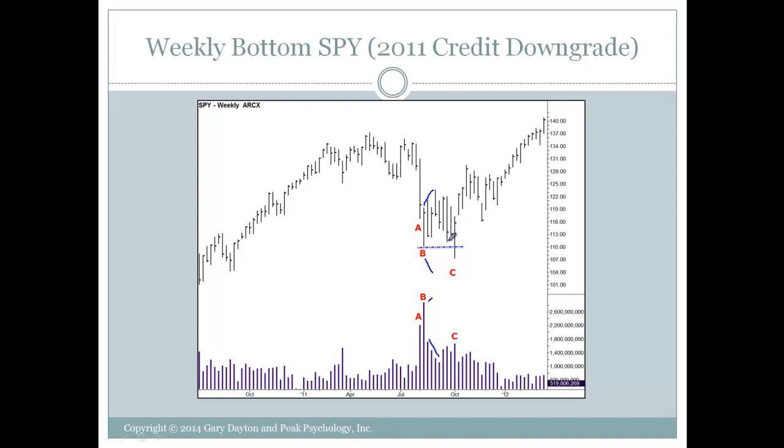We come back down and then we spring on C, and the volume is substantially less than what we saw earlier, and we get that immediate sign of strength coming up. This tests in here and then continues to go on up. Okay, so let's take a look at the daily here.